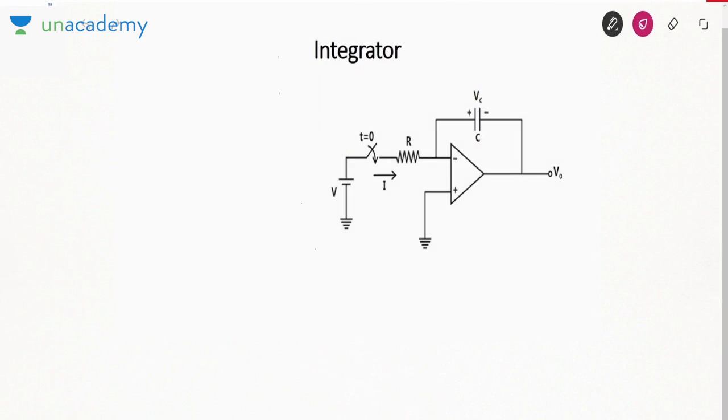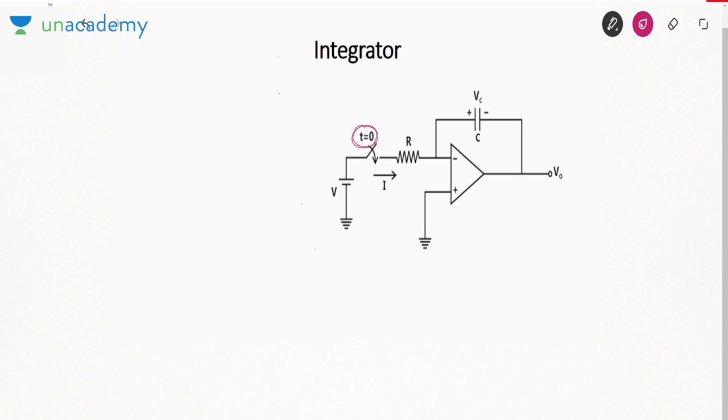Moving on to the next application, that is integrator. What does an integrator do? It gives an output proportional to the integration of the input signal. The output should be proportional to the integration of the input signal. So let me show you how do we analyze this.